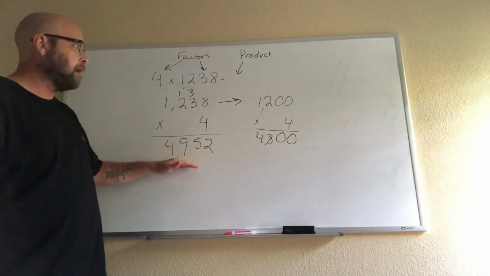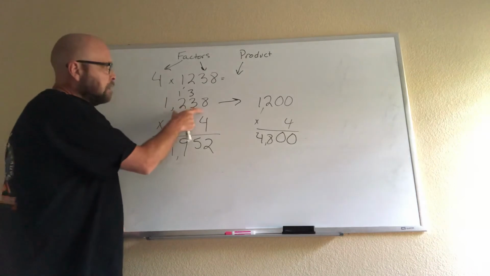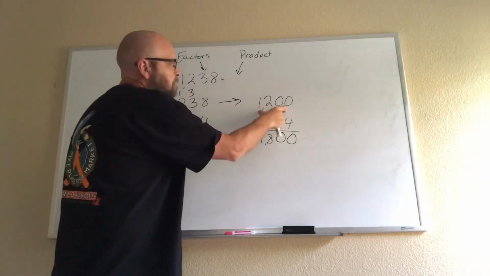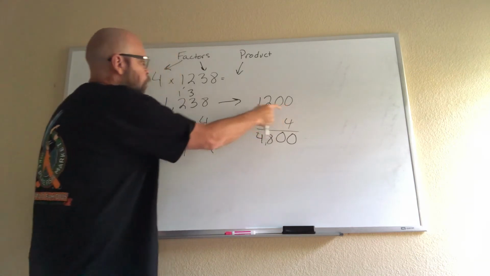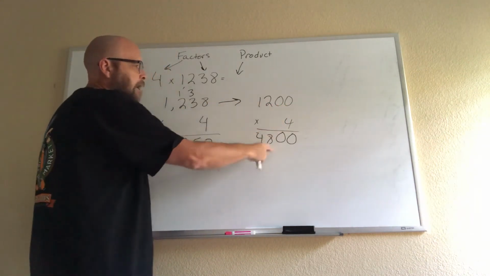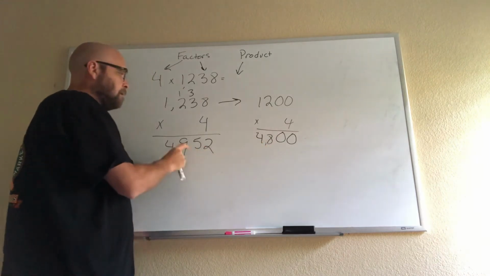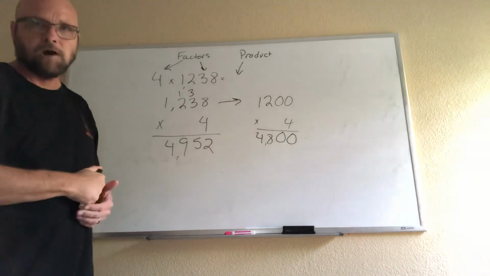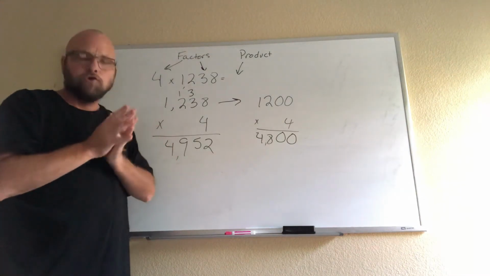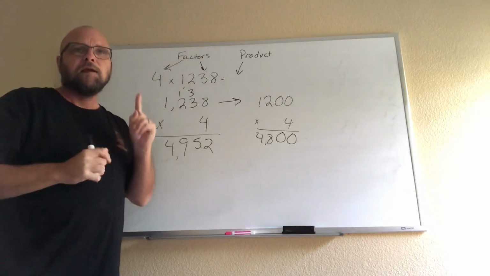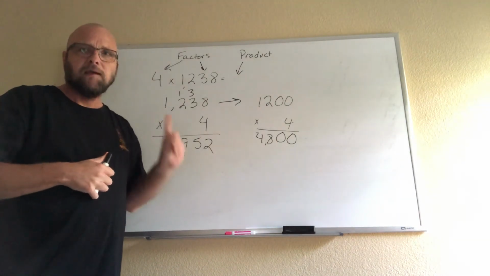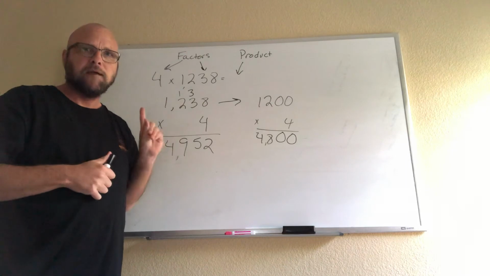Now it's more than my estimate because when I changed 1,238, I made this number smaller, 1,200. So if I make this number smaller, my estimate is going to be less than my actual product. Multiplying is easy if you do one digit at a time, and you don't panic, and you don't freak out ahead of time.